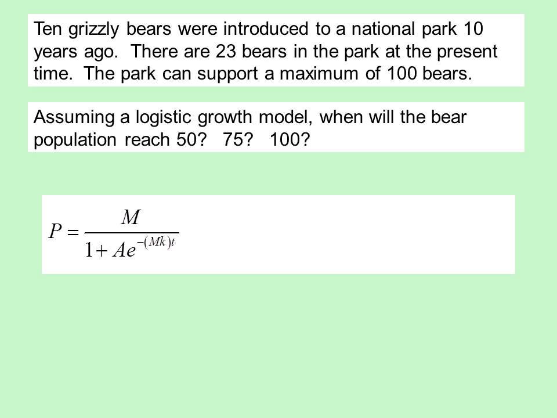Starting with our equation, we have P equals M over 1 plus Ae to the negative Mkt, and we were given that M is 100. M, of course, is the maximum number of bears or carrying capacity. We also know the population at time 0, P0, is 10, and the population at 10 years is 23.